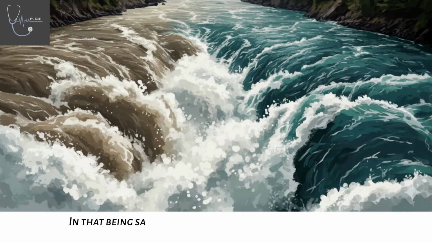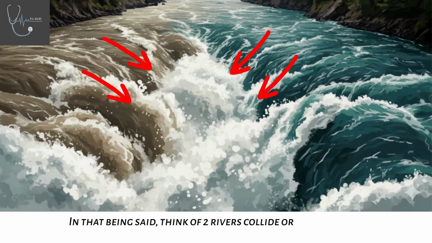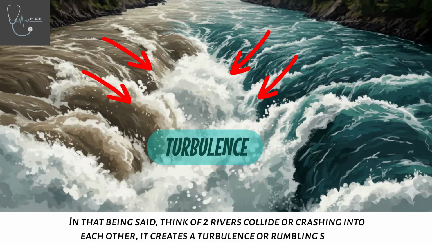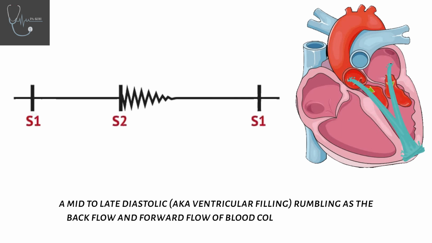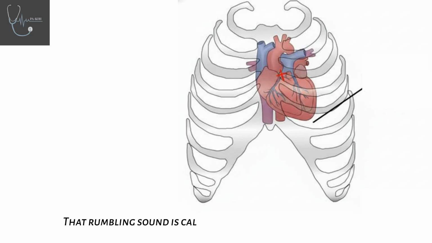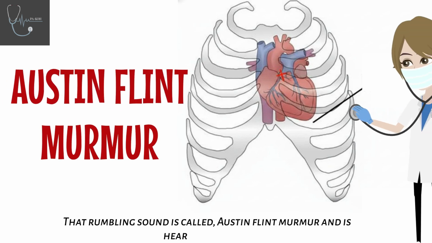In that being said, think of two rivers colliding or crashing into each other. It creates a turbulence or rumbling sound, a mid to late diastolic, aka ventricular filling, rumbling, as the backflow and forward flow of blood collide at mid to late ventricular filling. That rumbling sound is called the Austin Flint murmur and is heard at the apex.